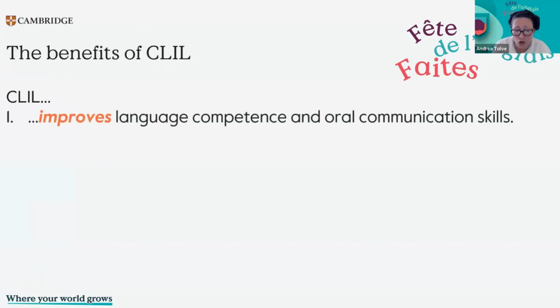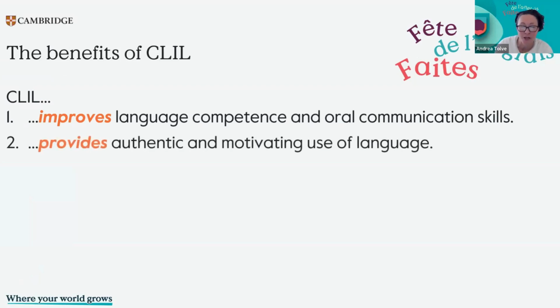CLIL improves language competence and oral communication skills. In the CLIL classroom, students use that language with a purpose, to learn, to solve problems, to communicate ideas. It's about real communication in action. It provides authentic and motivating use of language. They have to engage with language in meaningful, relevant contexts.